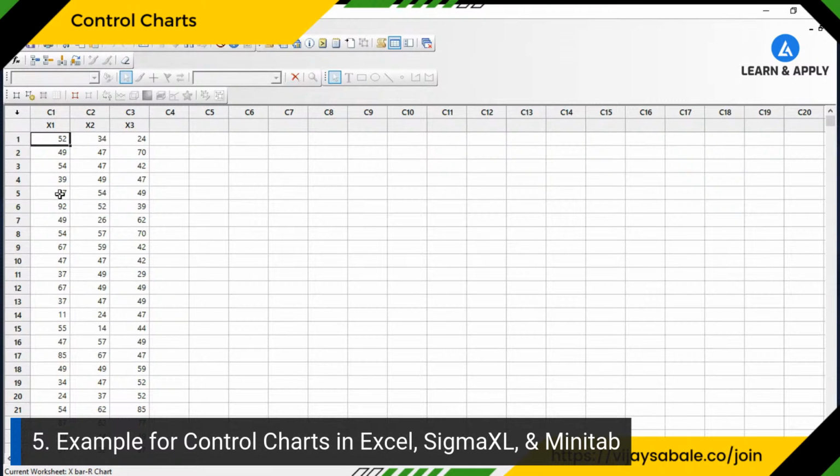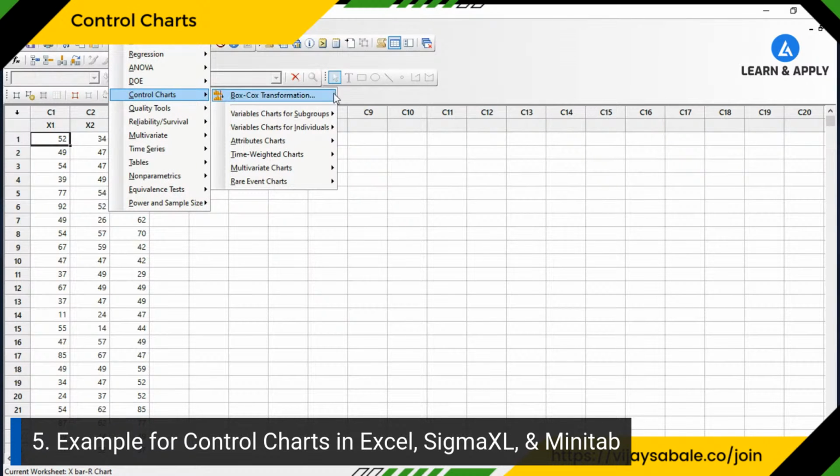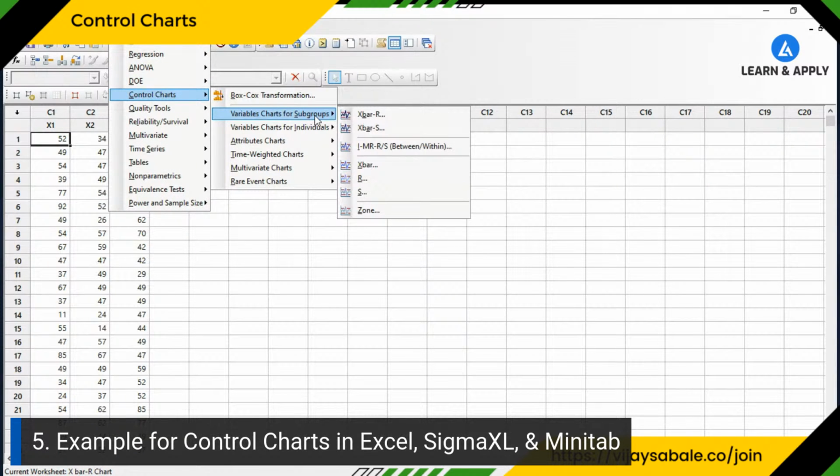Now we want to use the control chart because we can see here the data is continuous and we have a subgroup size which is less than 8. So how to do that? Go to Stat, select the option for Control Charts, and then use Variables Charts for Subgroups. After that, we need to select the X bar R control chart.